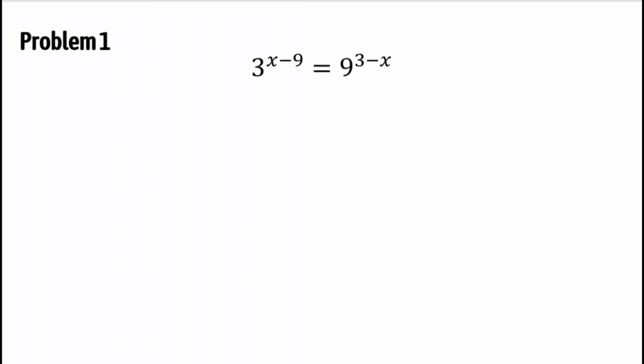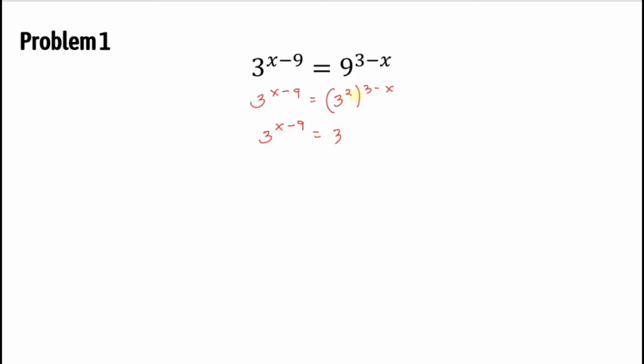So, we have the equation 3 raised to x minus 9 equals 9 raised to 3 minus x. So, how we are going to solve this? So, ang rule lang natin, dapat maging magkatulad yung base nila. So, we have 3 raised to x minus 9 equals, we know that 9 can be expressed as 3 squared, right? So, we have 3 squared raised to 3 minus x. And then, we have 3 raised to x minus 9 equals 3 squared.